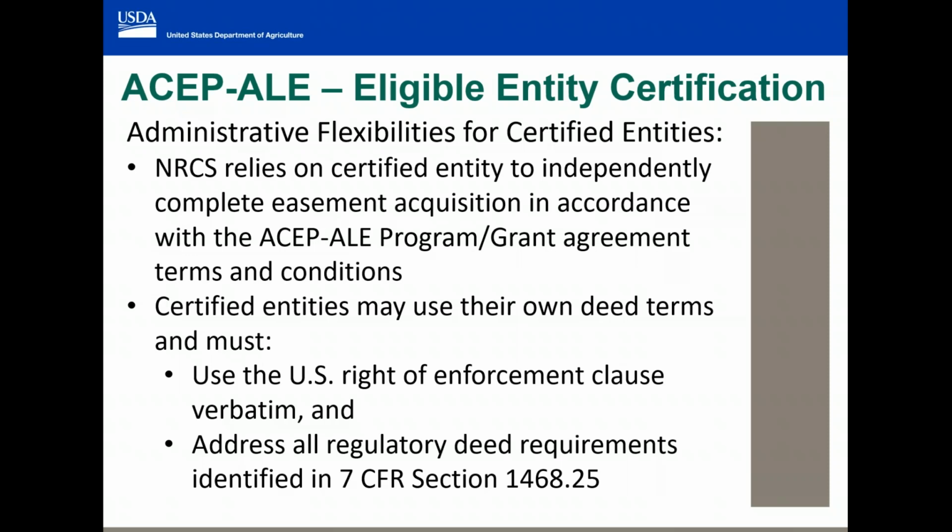A certified entity is certainly welcome to use the minimum deed terms that NRCS has crafted. So that's certainly a good indication of the kinds of provisions that would be needed to ensure that the regulatory deed requirements are met. But the certified entity may also use their own terms crafted in such a way that those terms ensure that the regulatory deed requirements are met. The exception is that the U.S. right of enforcement clause has to be used verbatim so that that U.S. right of enforcement clause is consistent across all ACEP-ALE deeds, irrespective of the status of the entity acquiring them.